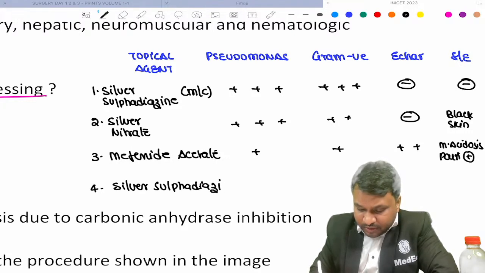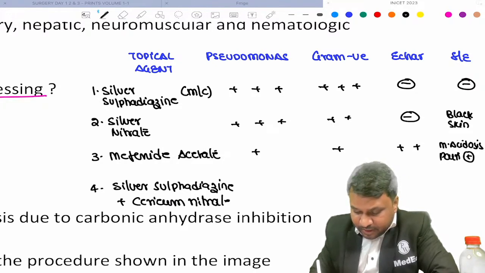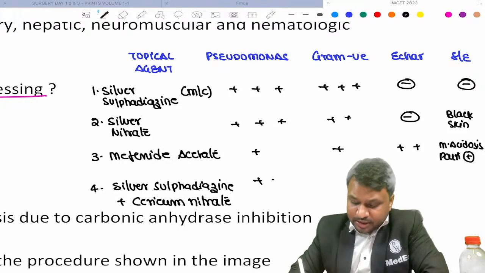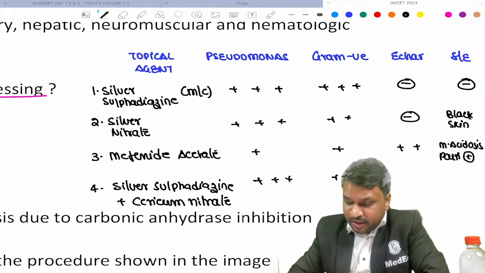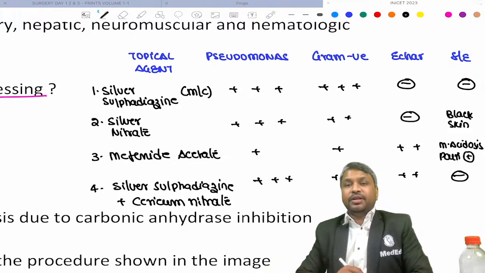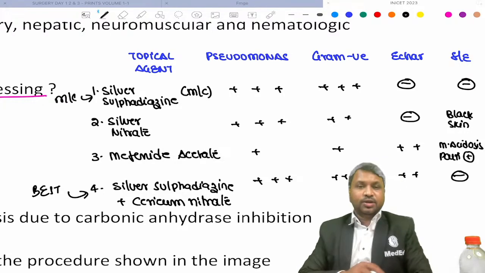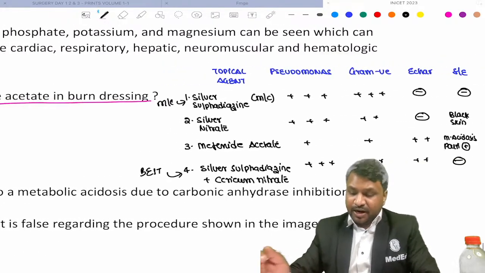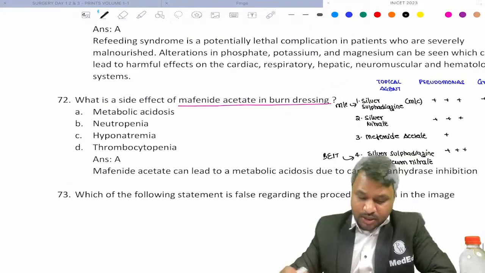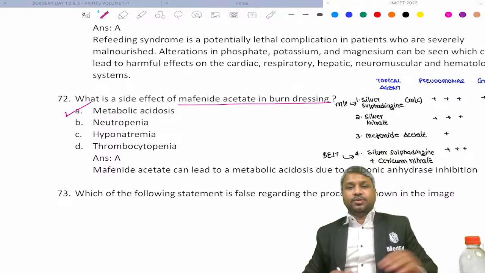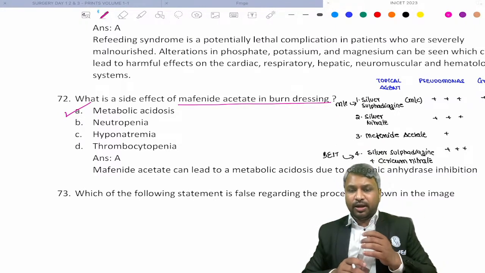You have silver sulfadiazine with cerium nitrate. With cerium nitrate, right? You'll see this is effective against Pseudomonas, gram-negative, eschar, but does not have any specific side effect. So the best topical agent that we have is this. Most common topical agent is your silver sulfadiazine. For mefenide acetate, we have metabolic acidosis. So here the answer is going to be metabolic acidosis.